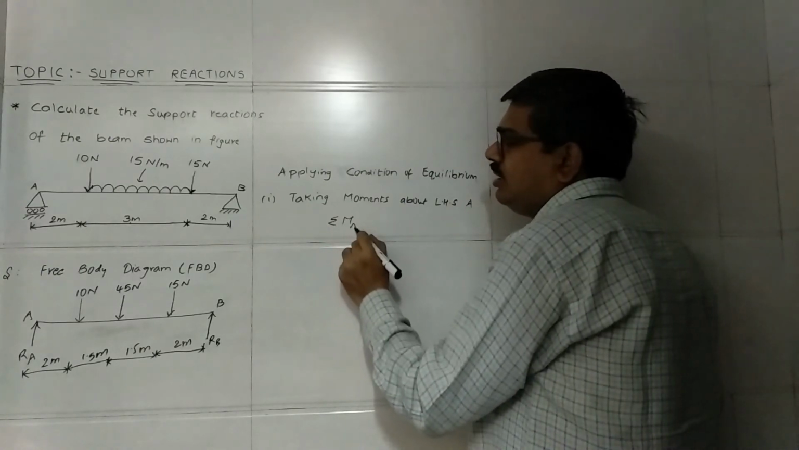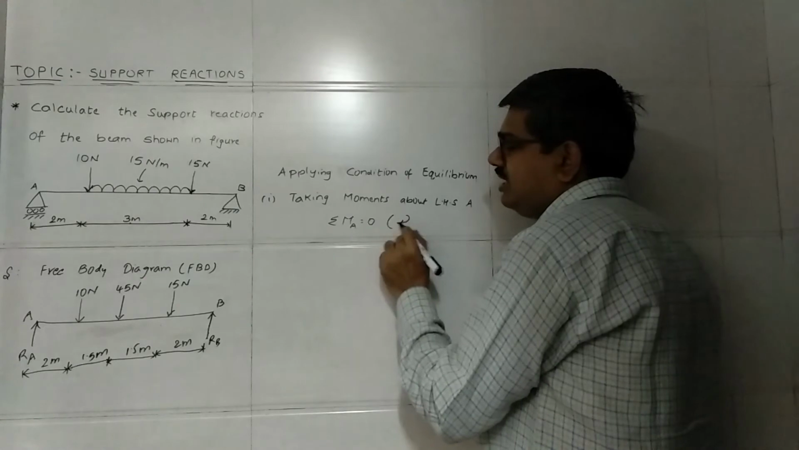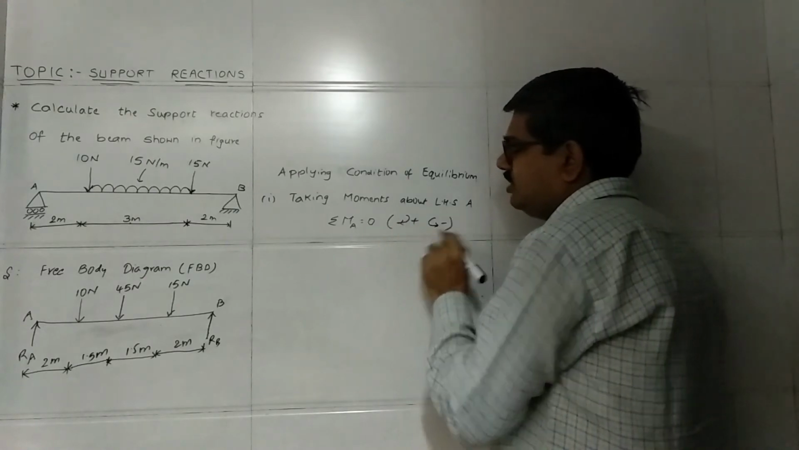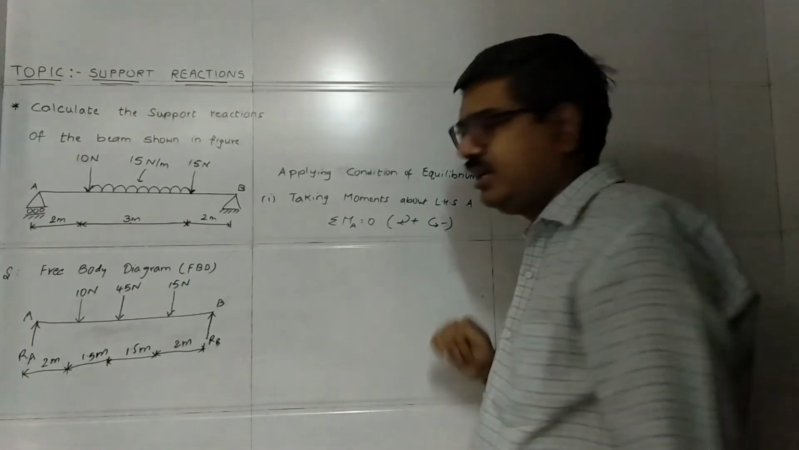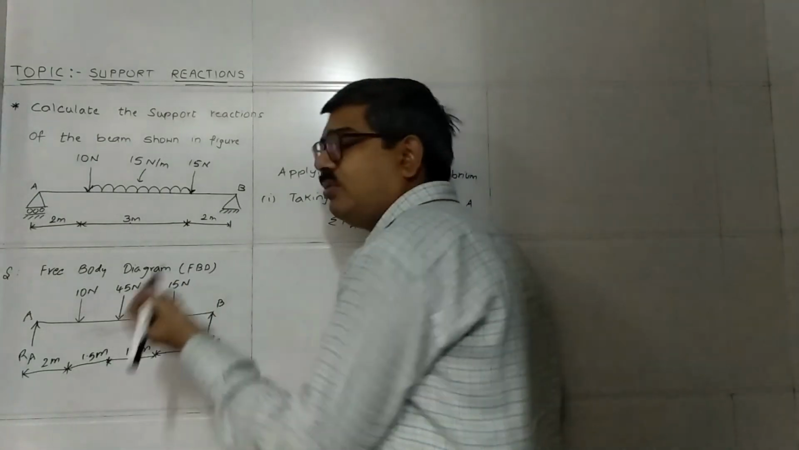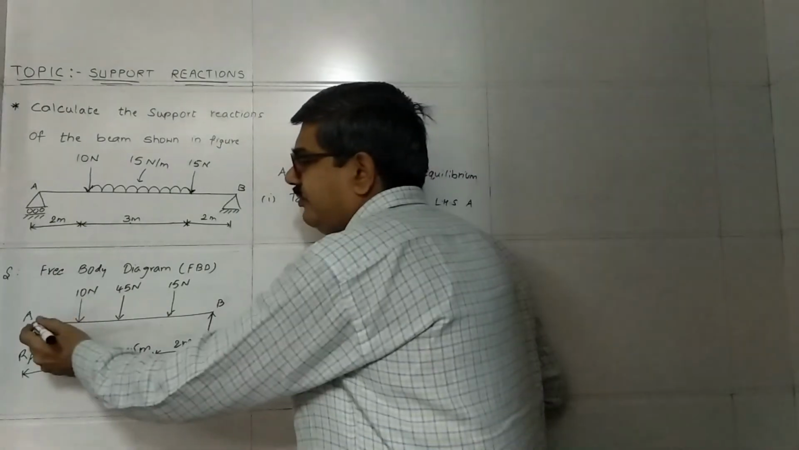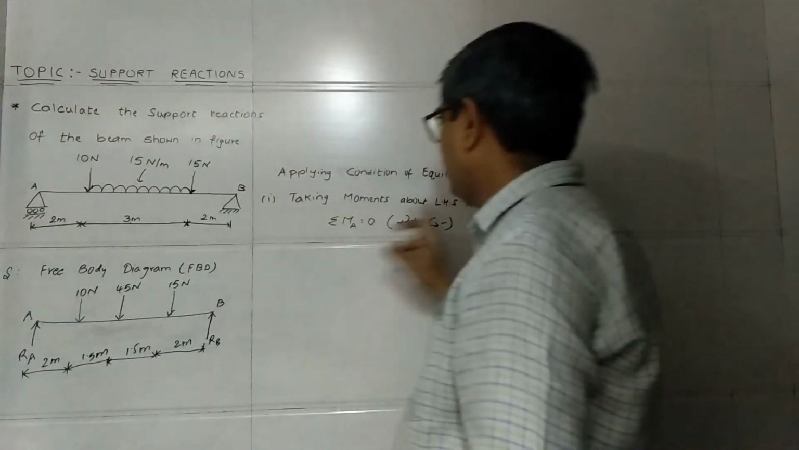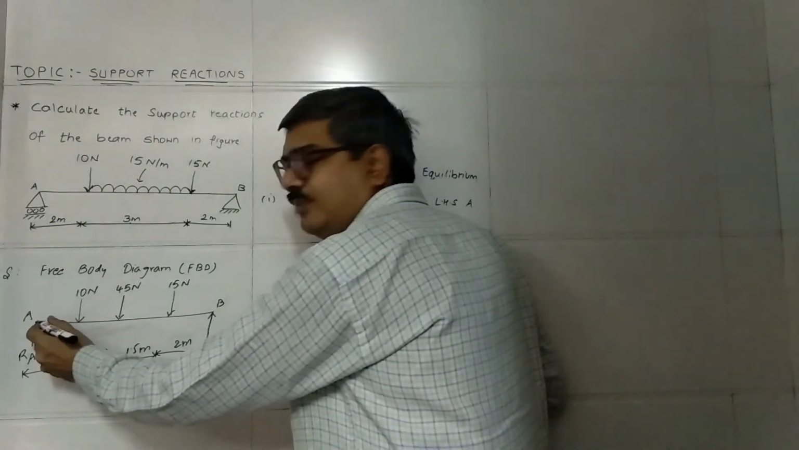Summation MA equal to 0. The sign convention for moment is clockwise positive, anti-clockwise negative. So let us start finding the moment. How do you have to find the moments? First of all, consider the point about which you are taking the moment, that is point A.